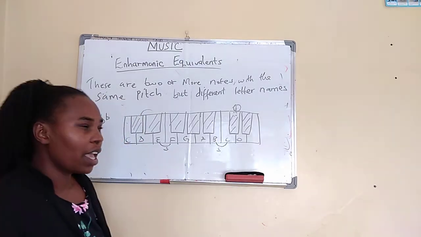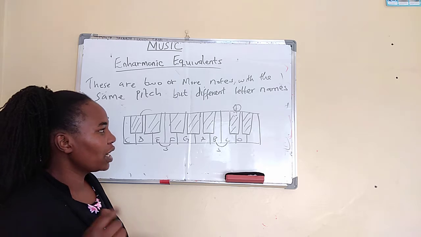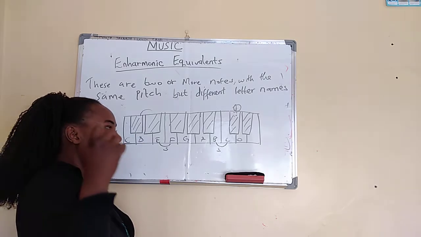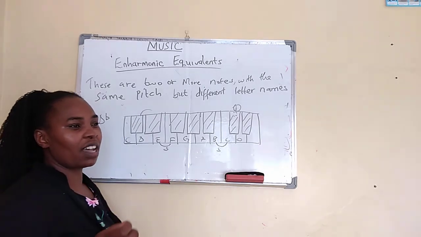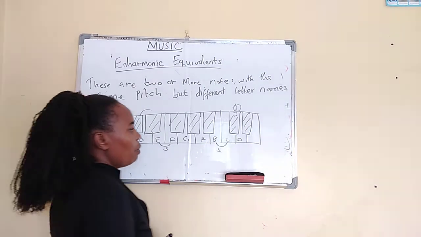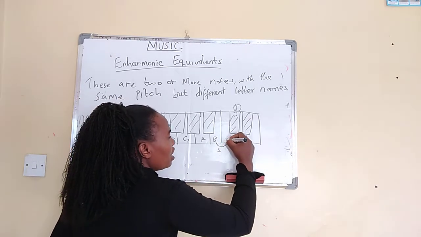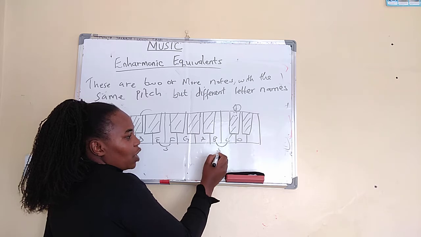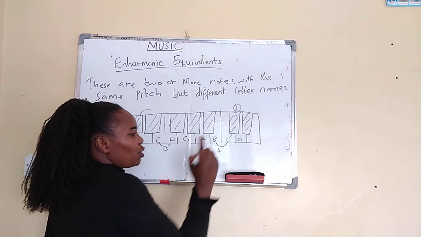Now, earlier, when we were looking at accidentals, we said that a double sharp, for example, raises a note by a tone. So, remember, the distance from here to here is a semitone. And this is another semitone. So, semitone plus semitone, it will give you a tone.